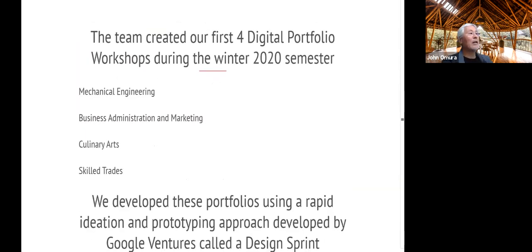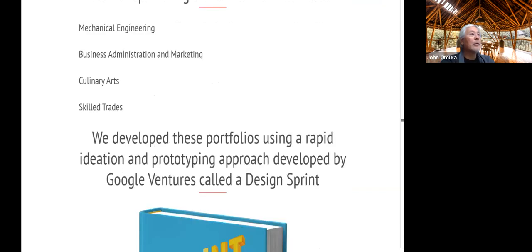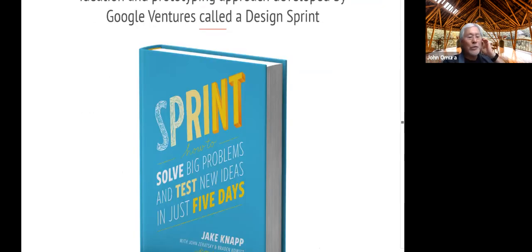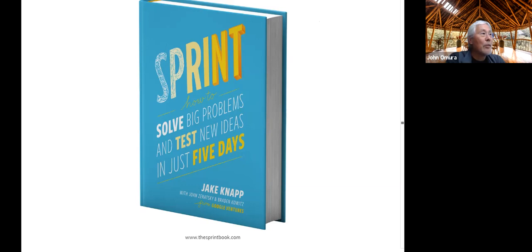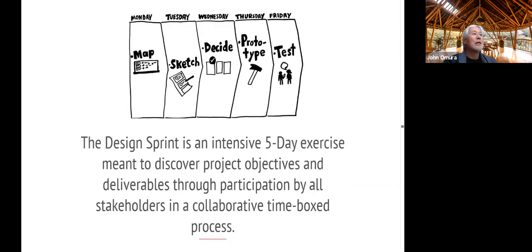And they worked to develop the first 4 portfolio workshops: mechanical engineering, business administration, culinary arts, and skilled trades. We developed these portfolios using a rapid ideation and prototyping approach called a design sprint, which was based on this book written by Jake Knapp at Google Ventures. It's quite a unique process. It's an intensive 5-day process to do ideation, prototyping, and testing. And it's meant to converge on the key project objectives and deliverables by getting a whole multidisciplinary team of participants together in a very intense time-boxed 5-day process.